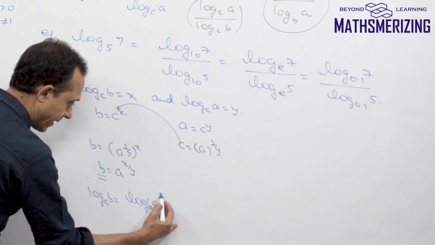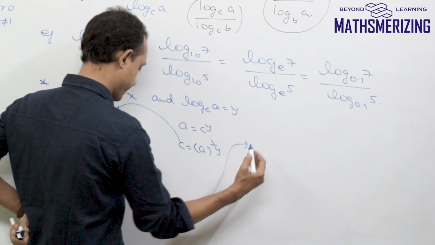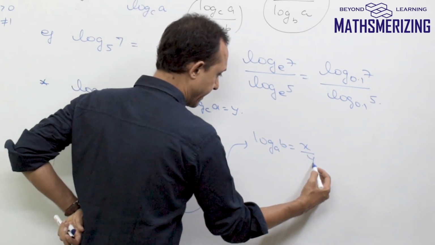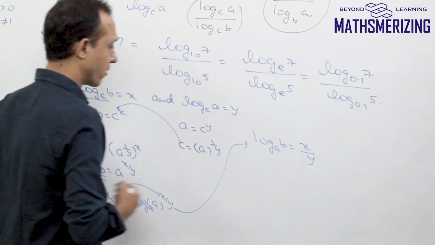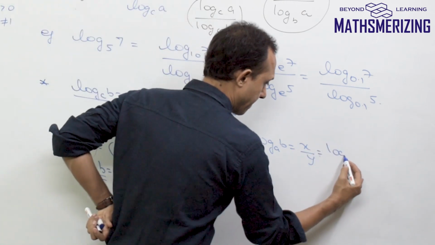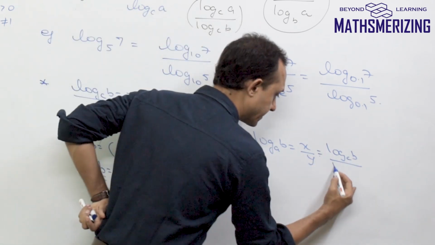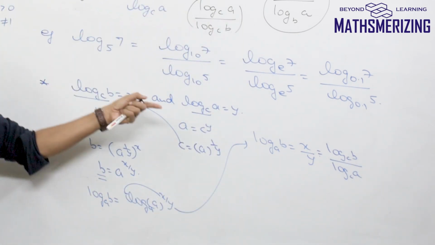log a to the power x upon y. Now I can take this power out, so I can write it as log b base a equals x upon y. Log a base a is 1. Now x is log b base c and y is log a base c. And that is how we can prove this property, right?